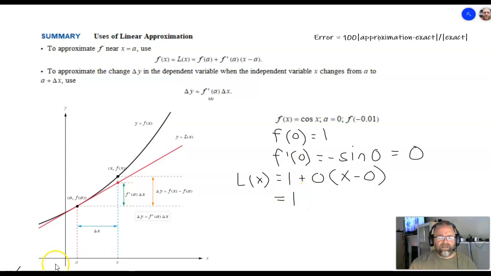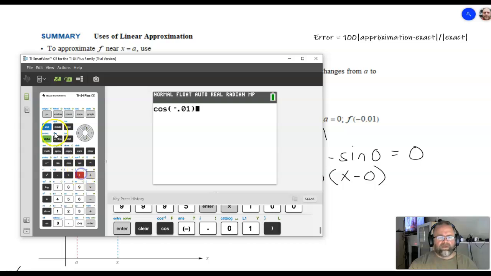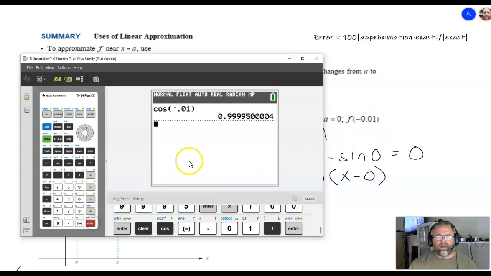And then after that, we're going to calculate the error in the calculator. So remember, we're going to take the approximation minus the exact. So we first need to figure out what the exact is. So the cosine of negative 0.01, we're in radians, by the way. Don't forget to change your mode to radians, because the x value they gave us was not in degrees, so that assumes radians. So this is our exact value. Notice how close to 1 that is.